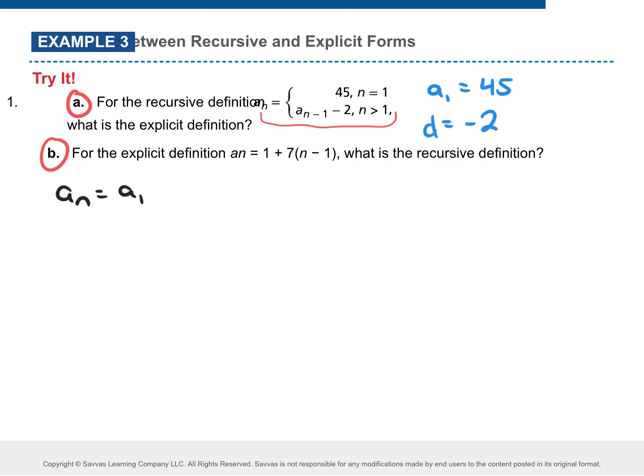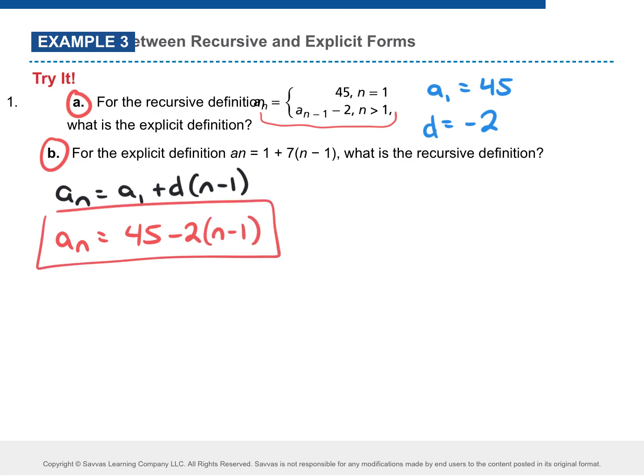So what A wants us to do is write it in the explicit form. So this is our explicit definition. We are just plugging in what we know. So if I plug it in, what is A1? 45, minus 2, and then I just keep that n minus 1. Okay, this is your part A. We just went from the recursive to the explicit. Okay, part B, it gives us the explicit. Now it wants us to write it in recursive form. So now we're going back to this.